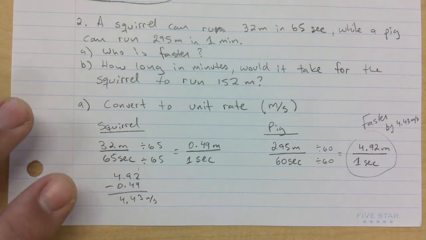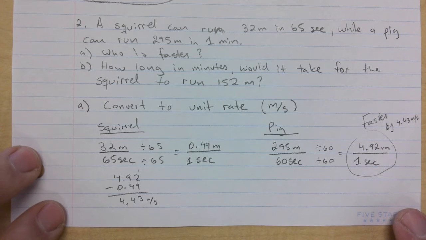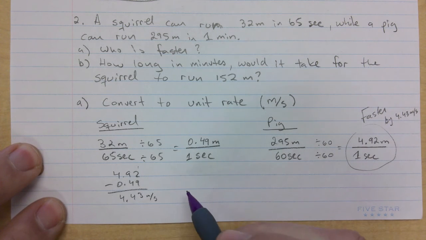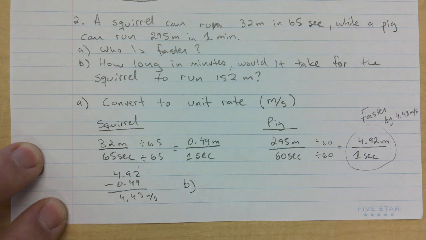I don't know if this is accurate. I just made it up. So I might be off there. But anyways, let's answer B here. B says, how long in minutes would it take for the squirrel to run 152 meters? Okay.